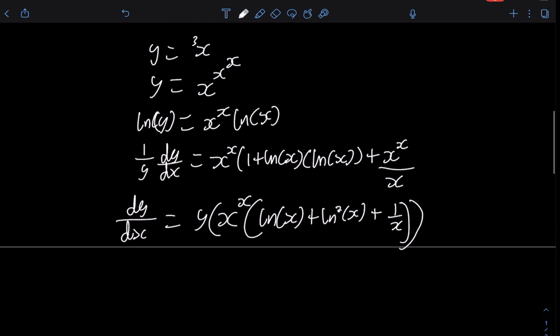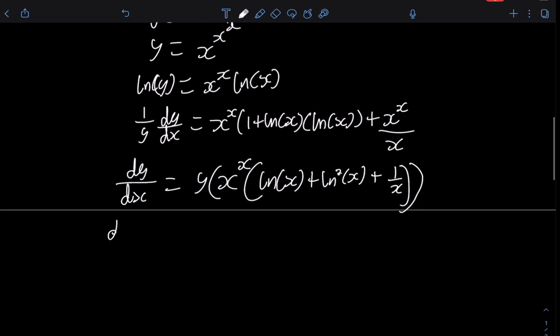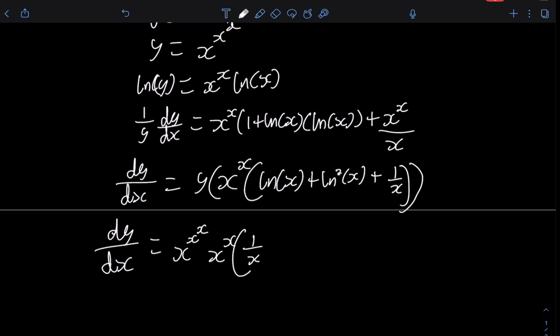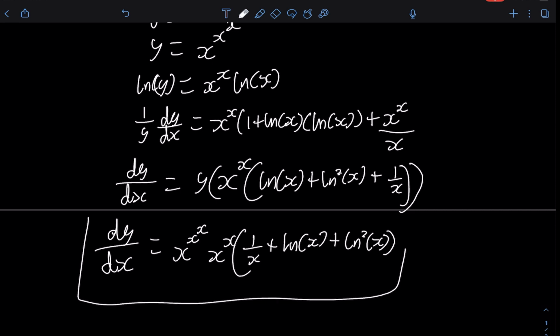So what we do now is we see that y is x to the x to the x. So what we see here is that dy by dx is just going to be equal to x to the x to the x times x to the x, because this is all factored out anyways, and now here we can write it like this: 1 over x plus ln x plus ln squared x. So that is the derivative of the third tetration of x.